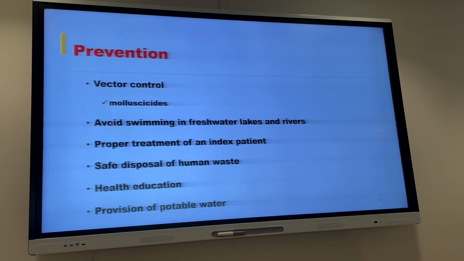You should give, particularly to tourists coming to endemic areas, health advisories to avoid swimming in freshwater lakes and rivers when they go to these endemic areas. If you get an index patient, you must treat adequately. Because remember, if the patient is adequately treated, then the eggs are no longer present in the urine.